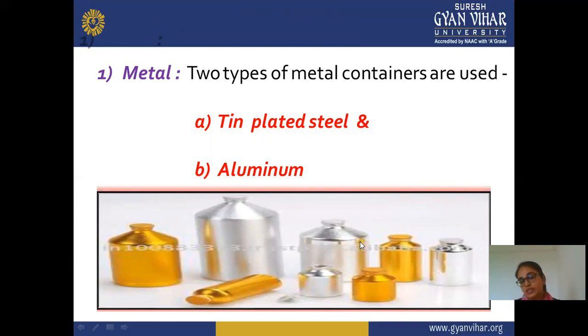One is tin plated steel, which is the first type of metal material used in aerosols. And second is aluminum, the next type of metal material or metal container. So these are the two types: tin plated steel and aluminium. These are examples of metal containers used for aerosols.